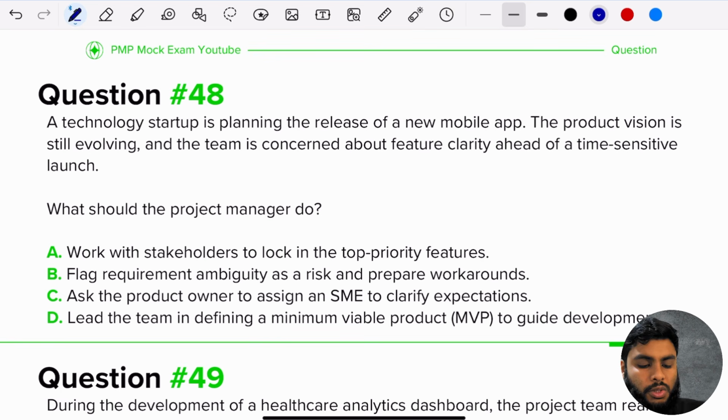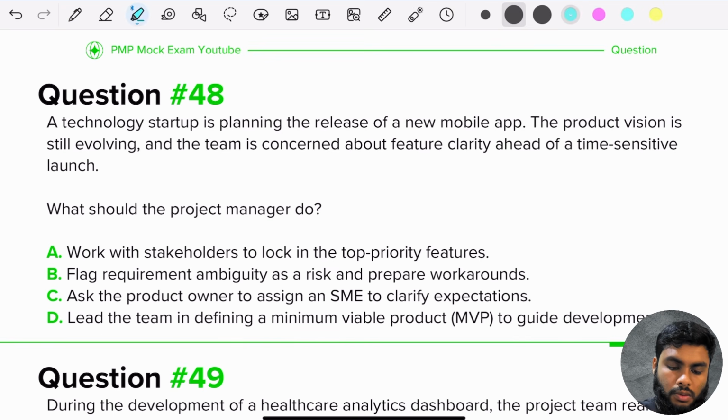A technology startup is planning the release of a new mobile app. The product vision is evolving, and the team is concerned about feature clarity. That's our problem statement, ahead of a time-sensitive launch. What should we do? Work with stakeholders to lock in the top priority feature. Flag requirements ambiguity as a risk, and prepare workarounds. So A and B don't solve the problem.